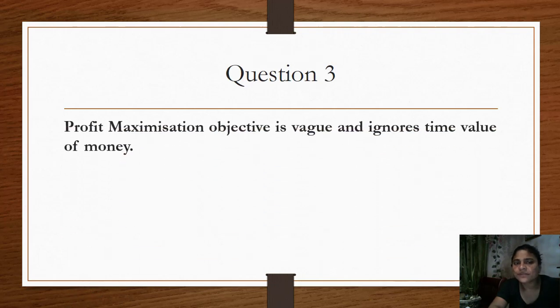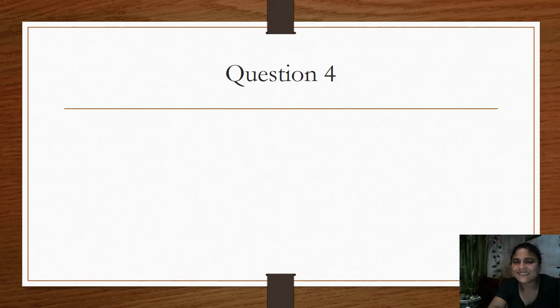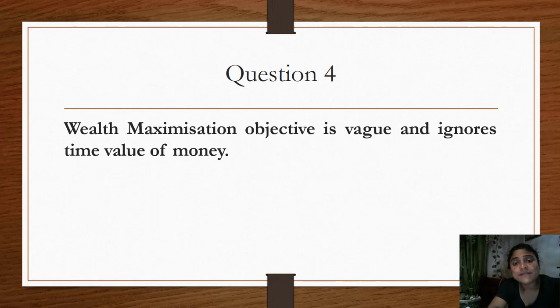The third question: profit maximization objective is vague and ignores the time value of money. The statement given is true or false, you need to answer. This statement is true. Question 4: wealth maximization objective is vague and ignores time value of money. The statement is true or false? This statement is false. Wealth maximization objective considers time value of money and it is a very clear objective. That's why this statement is false.